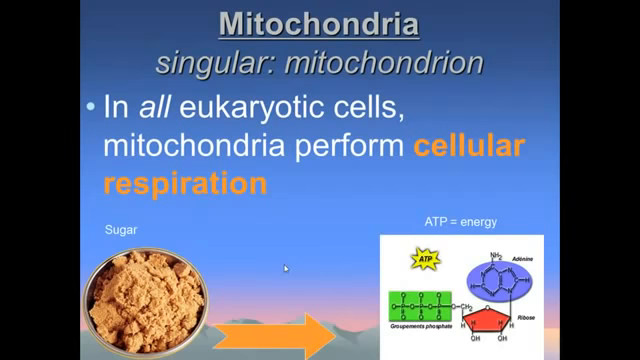Mitochondria, on the other hand, are used to take that sugar and break it back down into what is called ATP. ATP is an energy molecule and it's made of 3 parts. All eukaryotic cells, plants, animals, anything with a nucleus, have mitochondria that perform cellular respiration. Cellular respiration is essentially the opposite of photosynthesis. It doesn't make a chemical energy molecule. It takes that chemical energy molecule and breaks it down into another form.